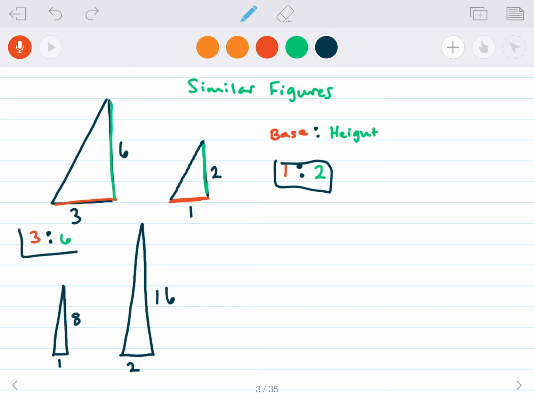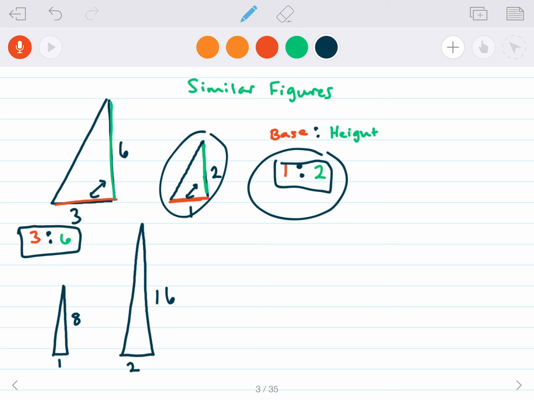The ratio between the sides are the same, but we can just see that this guy is a scaled up version of this guy, right? And what this is saying is, if I take all of the sides of this small triangle and multiply all of those sides by 3, the result is this big triangle. You see that? So 2 times 3 gives us 6, 1 times 3 gives us 3. It's scaled up by a factor of 3. That's what we call that. So similar figures have the same ratios between their sides.